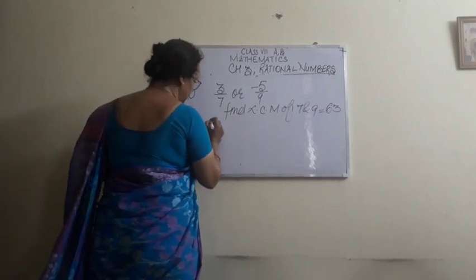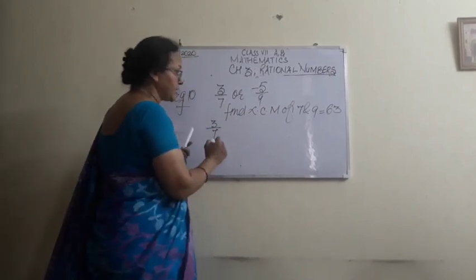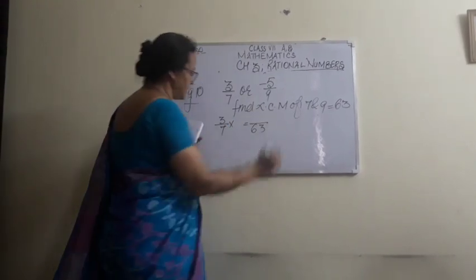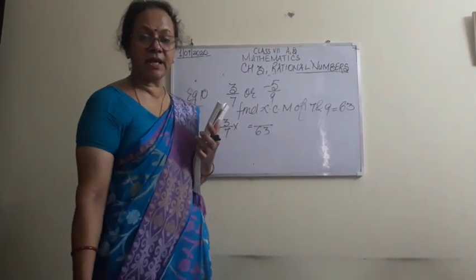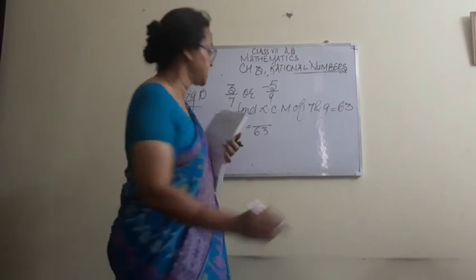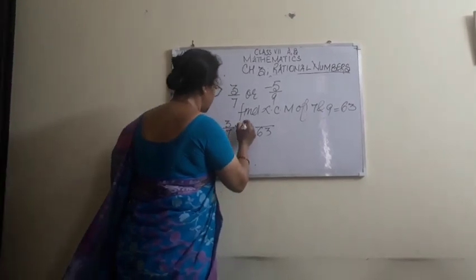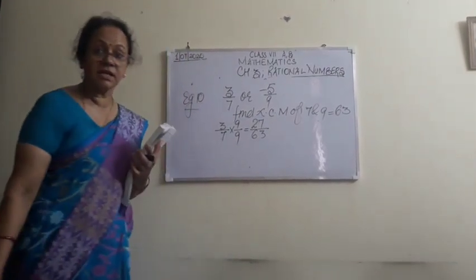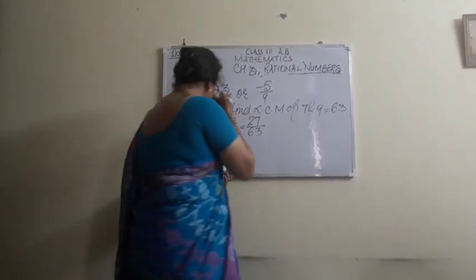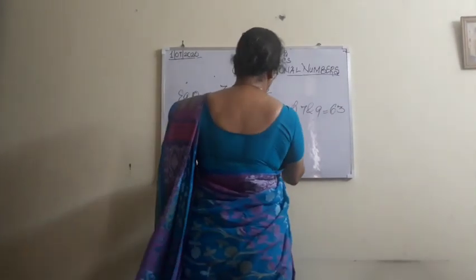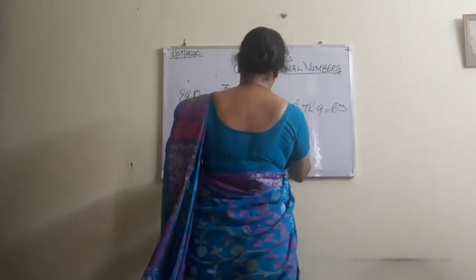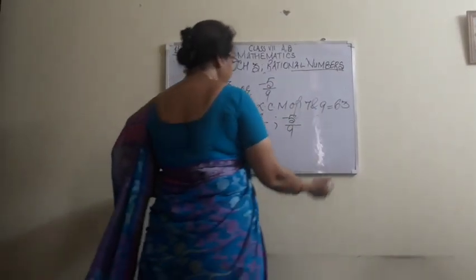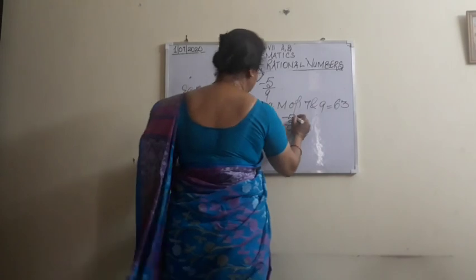Now by which number do we have to multiply 3 by 7 to make the denominator 63? Yes student. How many times will 7 go into 63? Yes, this is 9. 7 nines are 63, so the numerator also, this is 27 by 63. Okay. Now next is minus 5 by 9. This is a negative number. So by which number do we have to multiply? By 7 by 7.